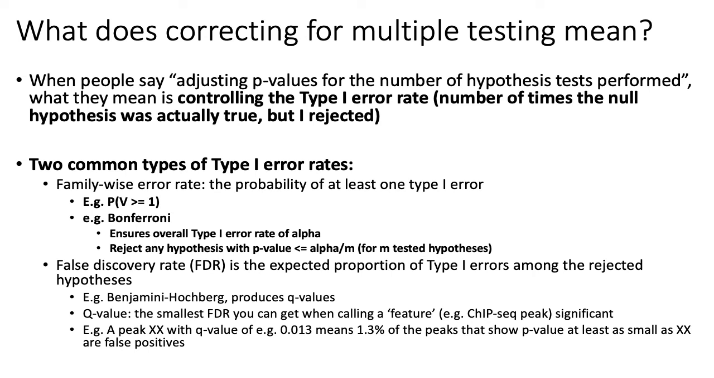And so in the context of peak calling, if you take p-values produced by MACS2 and you convert them to q values and you keep all the peaks where Q is less than 0.05, then what that essentially means is that you expect that about 5% of your peaks were actually false positives.